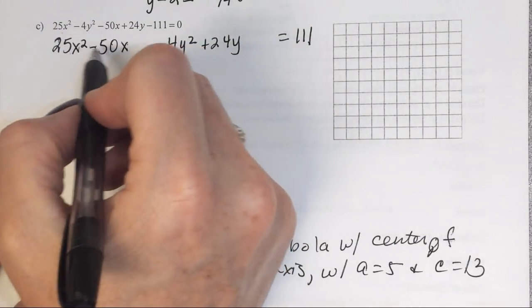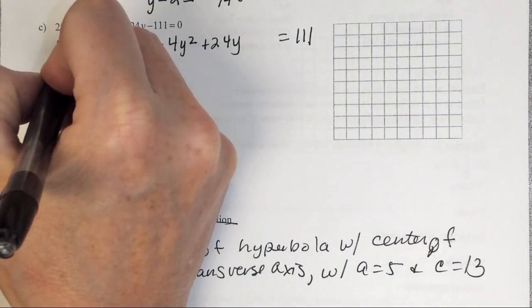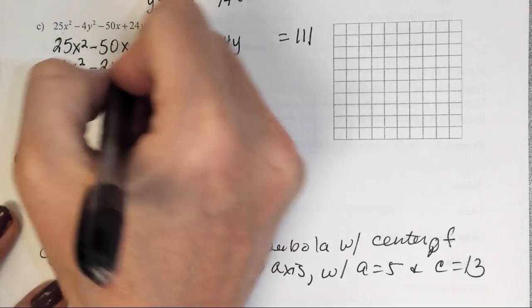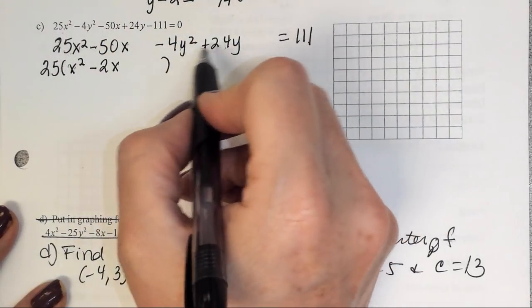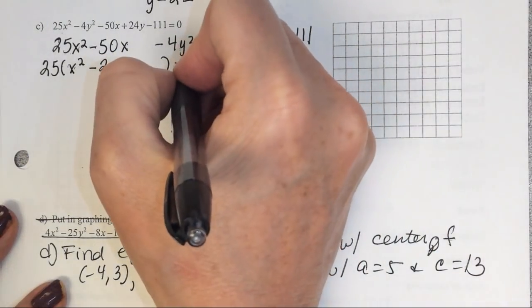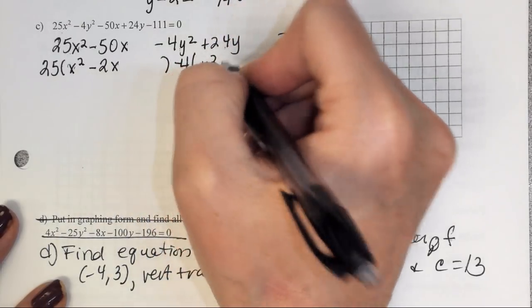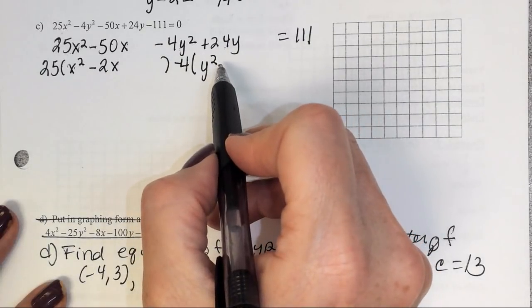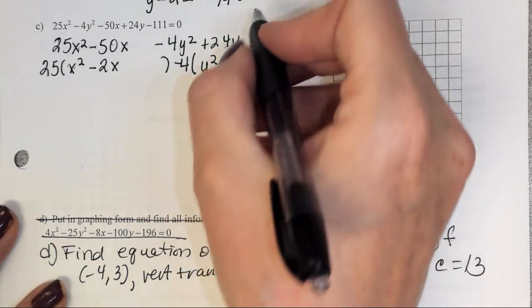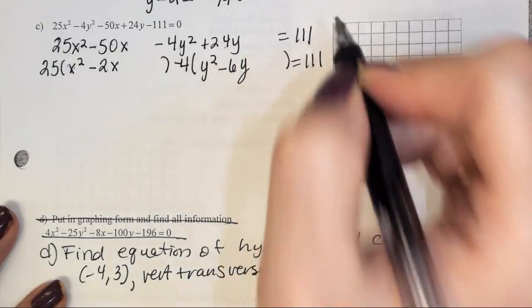What can we factor out of these two? If I take out a 25, I'm left with x squared minus 2x. What can we factor out of here? -4, right? And what are we left with? Y squared, and you have to be careful with this, guys. A lot of people say, okay, it's y squared plus 6y, but what is it? -6y. I'm trying to show you all the places where people make mistakes.